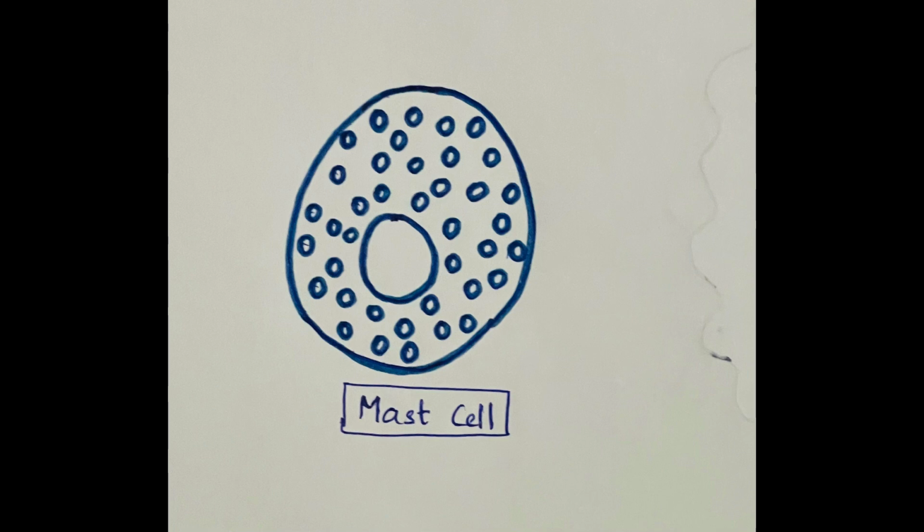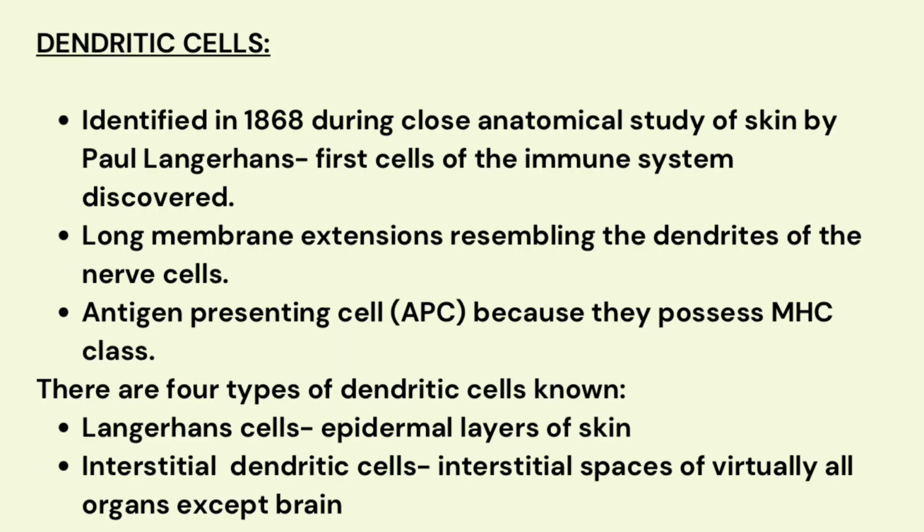Dendritic cells. They were identified in 1868 by Paul Langerhans during a close anatomical study of skin. And dendritic cells were the first cells of the immune system discovered. They are covered with long membrane extensions resembling the dendrites of nerve cells. They are antigen presenting cells like macrophages, because they possess MHC class.